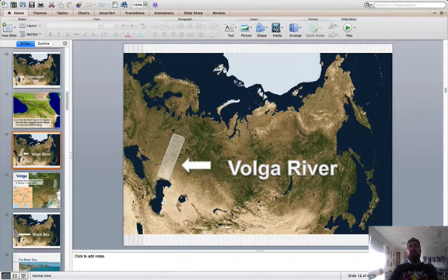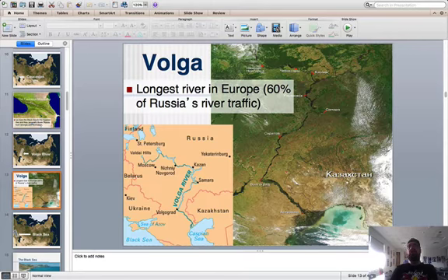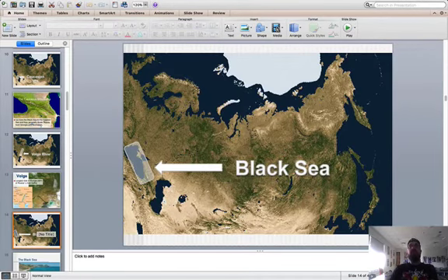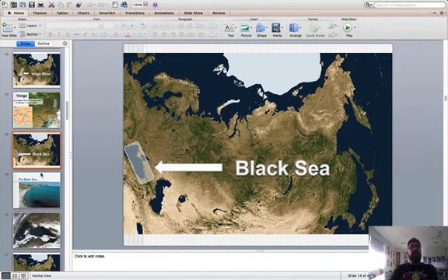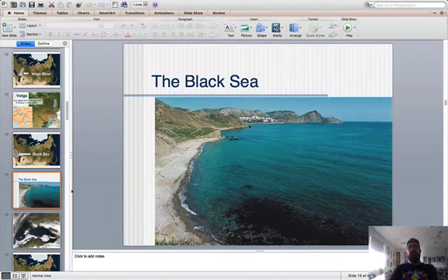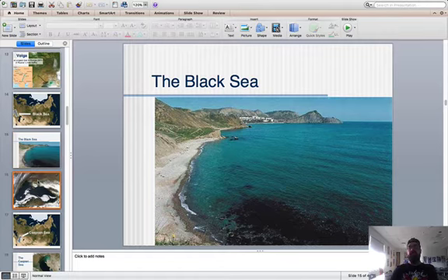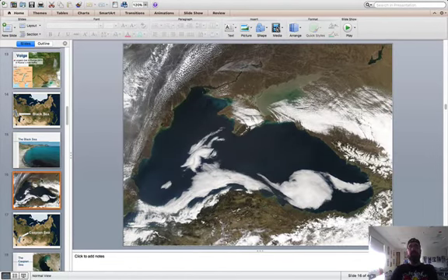And then you have the Volga River, which is the main river in Russia. It's the longest river in Europe, actually. And so 60% of all of Russia's river traffic, trading, and stuff like that occurs along the Volga River, and you can see the cities that it hits along here. All right, and then, of course, the Black Sea. I mentioned how that's important because it gives the Russians access through the Dardanelles and Bosporus Straits to get to the Mediterranean Ocean. So you can see the Black Sea there. There's some black algae, which gives the name Black Sea. There we go, Black Sea from space.